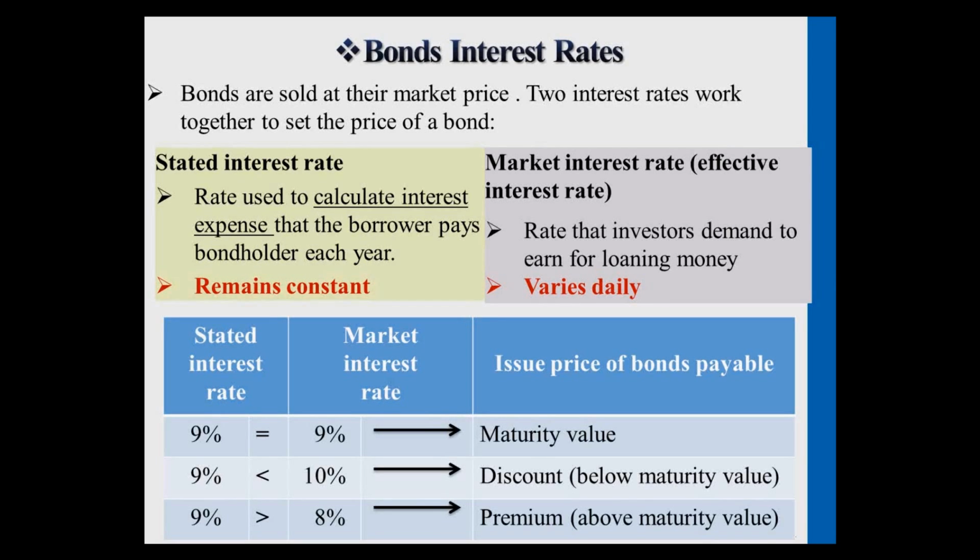The stated interest rate represents the company's interest rate, what they're trying to offer to investors. If this is lower than the market's expectation, then they're not able to receive the face value but only a discount price. Third case here, if the stated interest rate the company is offering is more than the market, then they will be able to raise the money above the face value at a premium.